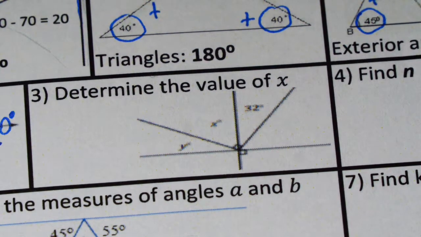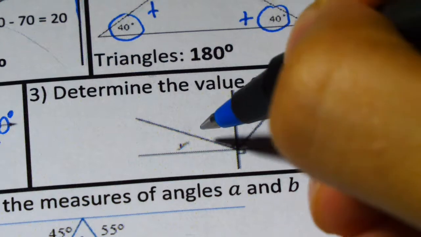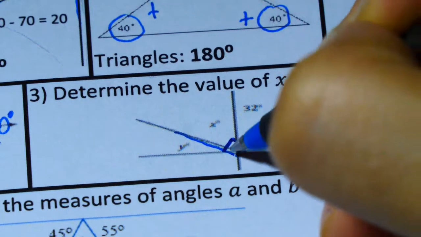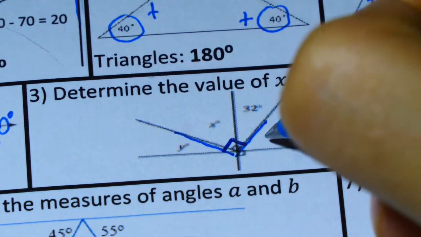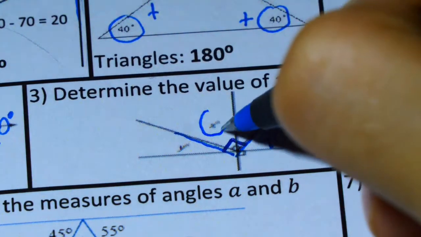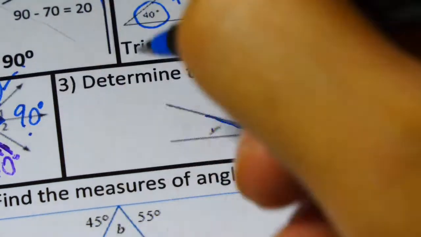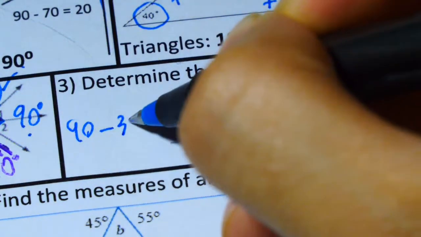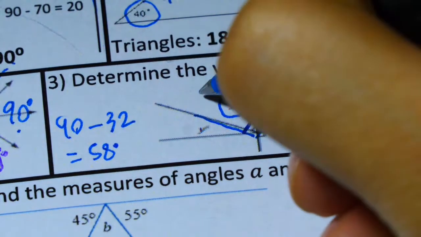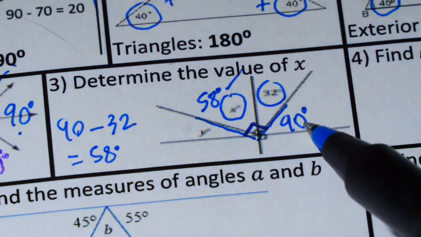Number 3, determine the value of x. So if we look here, we can see this sign here. Now we know this sign means 90 degrees. So x plus 32 must make 90. So how do I find x? 90 minus 32 equals 58 degrees. Okay, so x must be 58 degrees. 58 plus 32 makes 90.